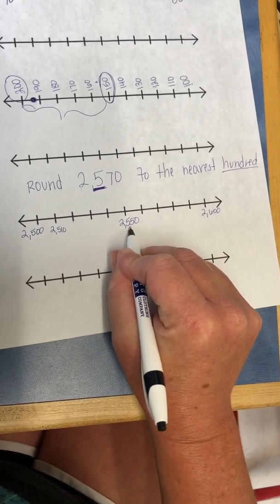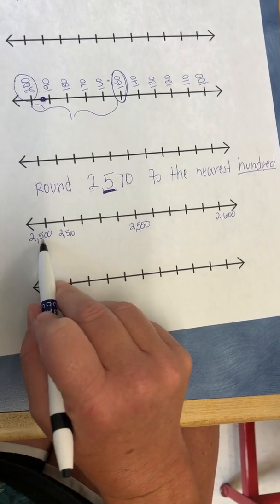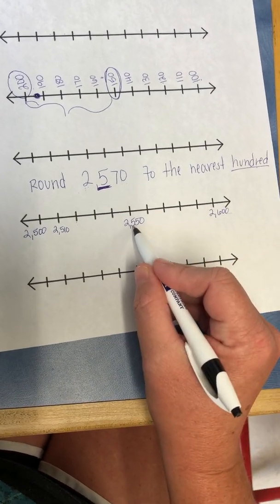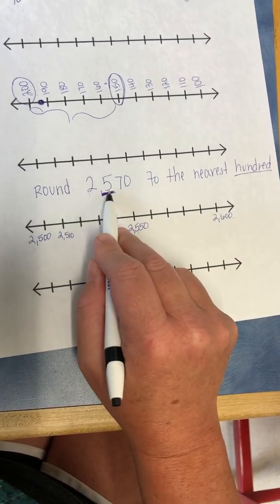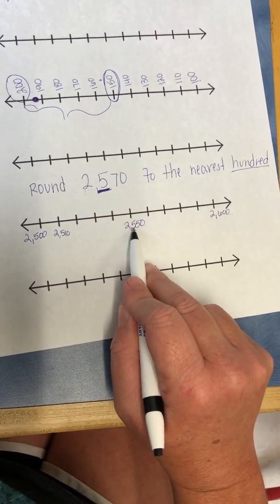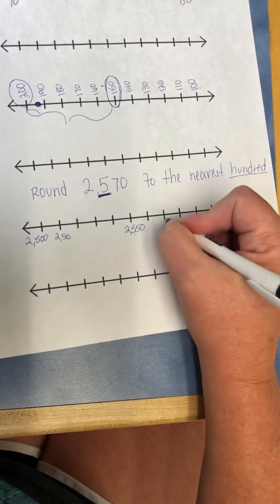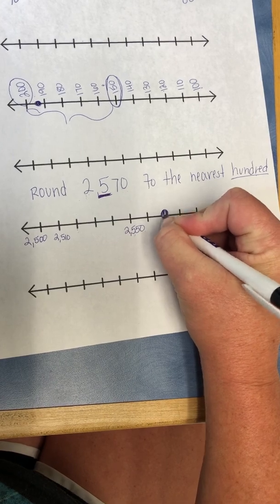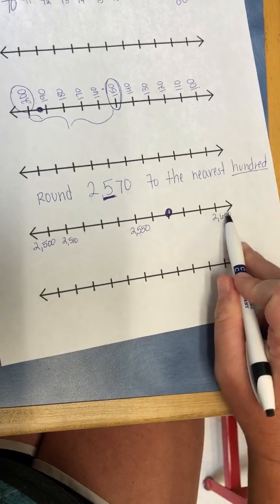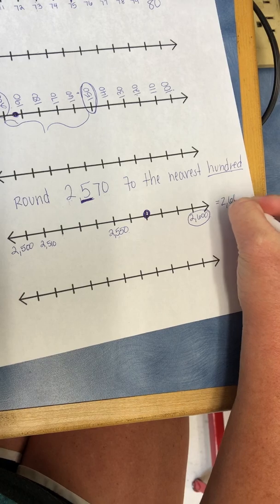That's what's important here, is you finding the midpoint. So if it's easier for you just to ignore the 2, you can, and think about 500 and 600. Halfway between those two is 550. Well, now I've got to figure out, where does my number go? Well, my number is 2,570. So this would be 560, 570. So since it's in the top half of my number line, that means it would round up to 2,600.